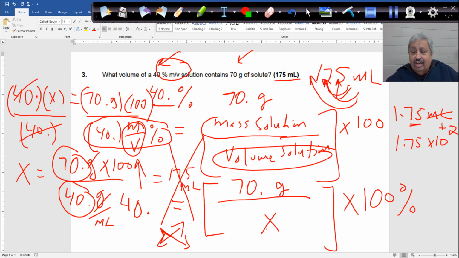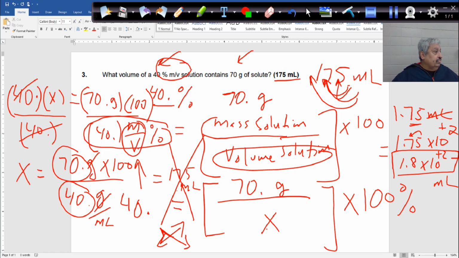So this is still 3, so I have to round this one up, correct? This is 1.8 times 10 to the plus 2 mL. Okay, guys? That's the correct answer. Or I can put it 1.8 times 10 to the power plus 3 mL.